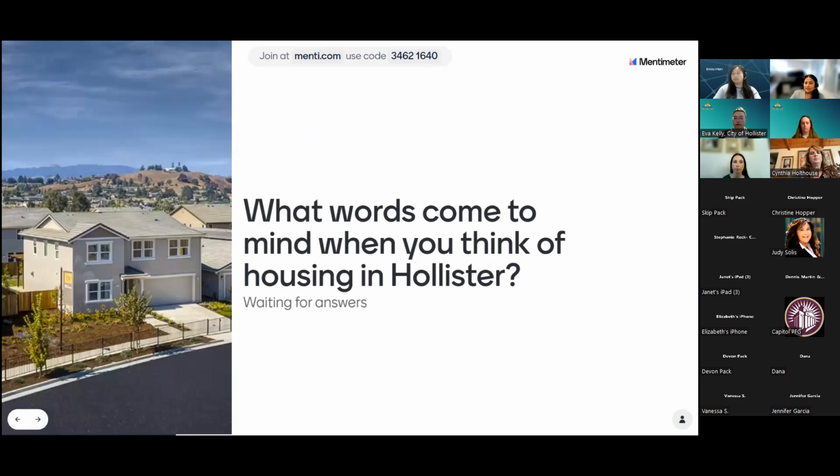All right, so the first question, what words come to mind when you think of housing in Hollister? And this can be related to existing development in the city or existing communities, and pretty high level, just a broad overview of what comes to mind. And as we get responses, they will pop up on the screen and form a bit of a word cloud for everybody to see.